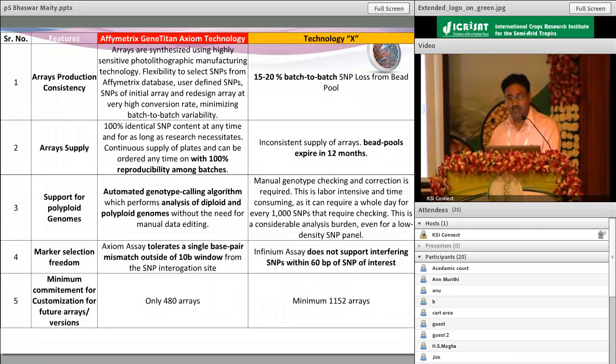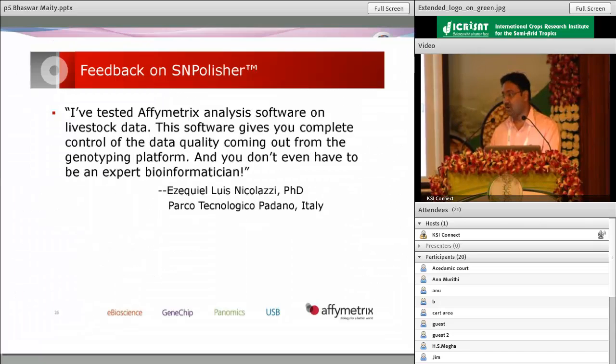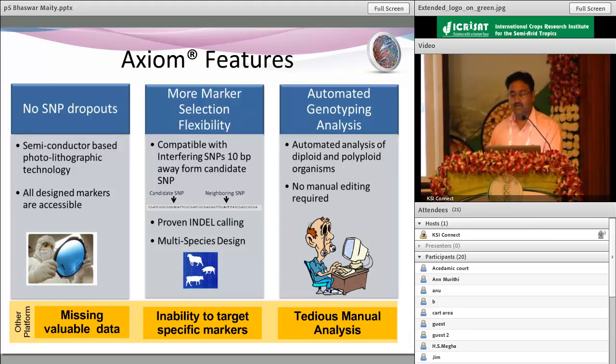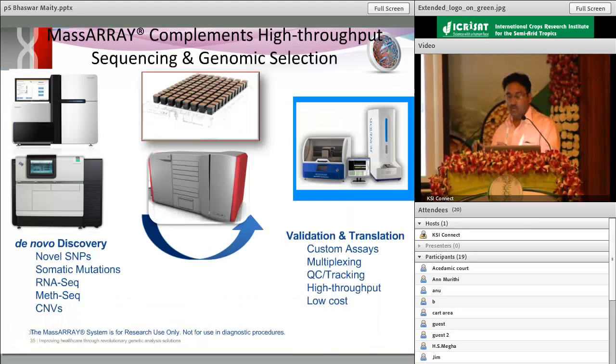So, to quickly summarize what Axiom technology offers: there is no SNP dropout. If you have 6,000 markers, you are going to get 6,000 markers on your array. There is no marker dropout. There is no batch-to-batch variation, and you can choose 2 SNPs as proximal as 10 base pairs apart, with the automated call facility which comes from the inbuilt software. When you are doing this, at the end of the day, if you are lucky, you are probably going to get very few SNPs, probably below 100 in number.